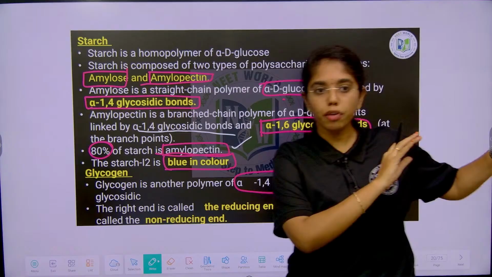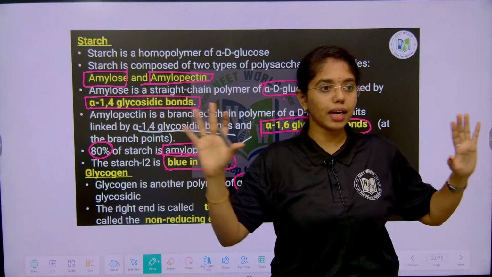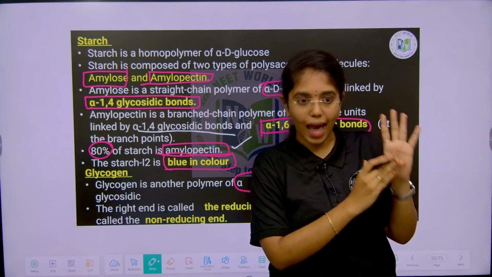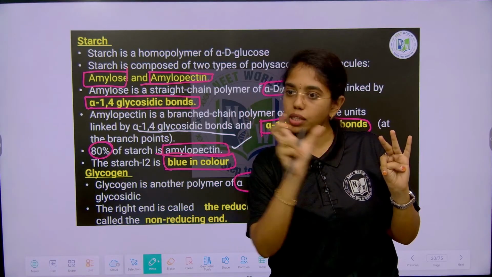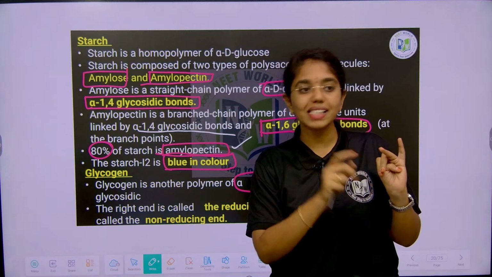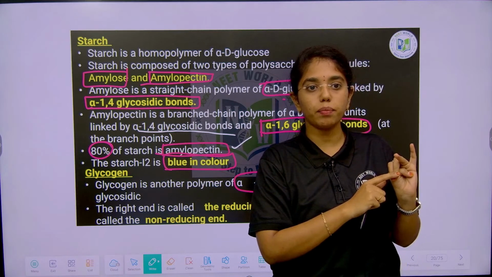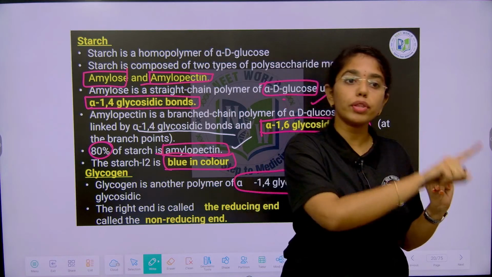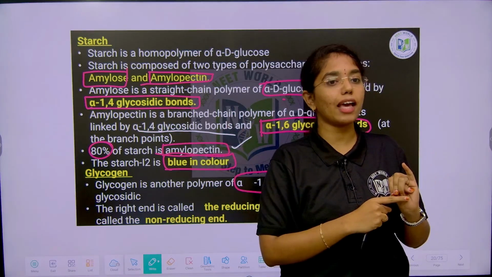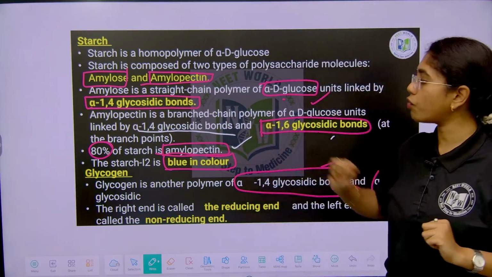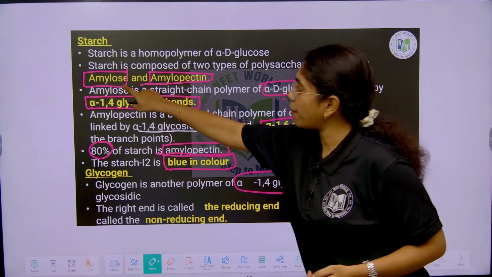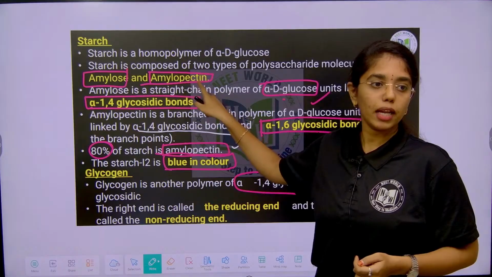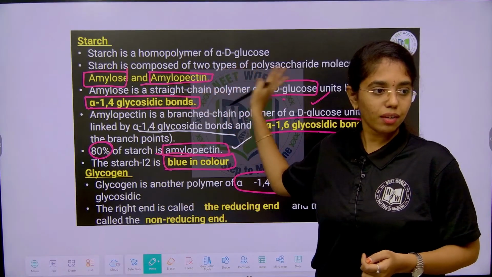So, cellulose information is clear. Starch also clear, right? It has what glucose units? Alpha D glucose units. It has what? Two forms, amylose and amylopectin. Amylose has just alpha 1,4 glycosidic bonds. Amylopectin along with 1,4 it has 1,6 glycosidic bonds as well, and this forms complexes with iodine. 80% of it has amylose or amylopectin? Amylopectin. That is it. Clear with starch, right?